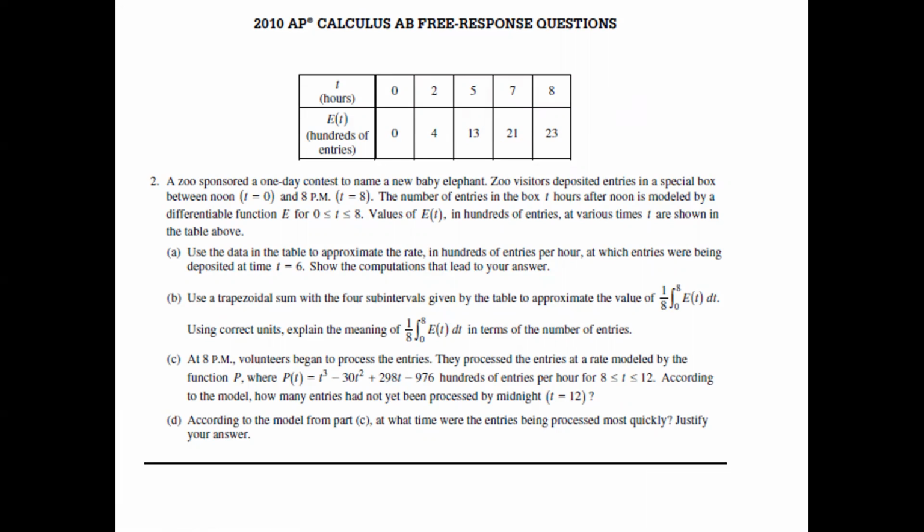It says a zoo sponsored a one-day contest and named a new baby elephant. Zoo visitors deposit entries in a special box between noon and 8 p.m., so 0 to 8. The number of entries in the box after t hours after noon is modeled by a differentiable function E, and hundreds of entries at various times are shown in the table above.